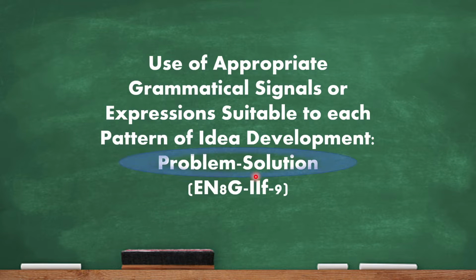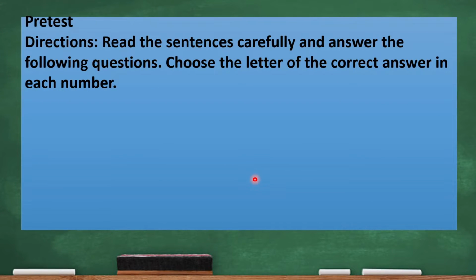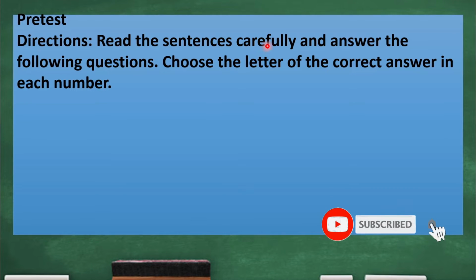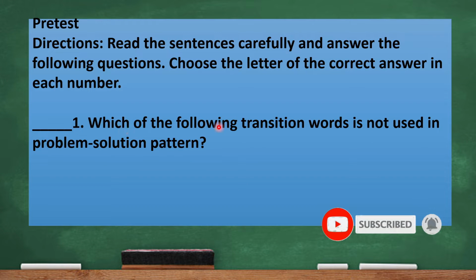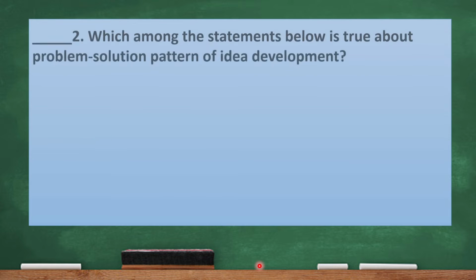Let's proceed. But before we begin with this discussion, let's have first the pretest. Directions: read the sentences carefully and answer the following questions. Choose the letter of the correct answer in each number. Number 1. Which of the following transition words is not used in problem solution pattern? A. One problem is. B. The question is. C. On the other hand. D. Then. Choose your answer. And let's proceed to the next one.